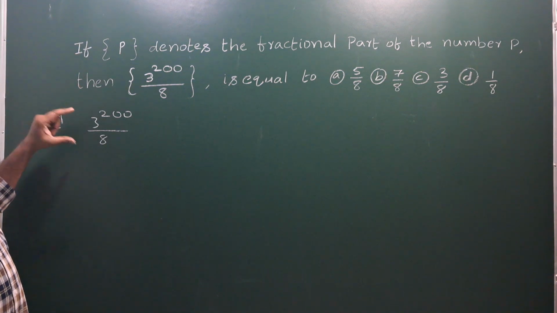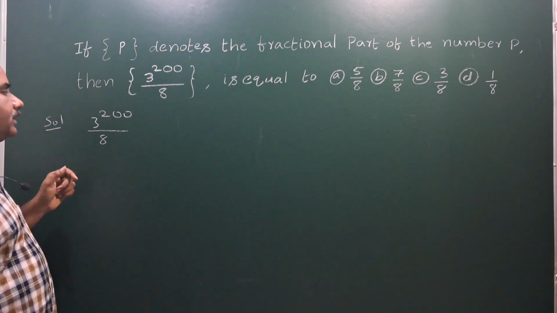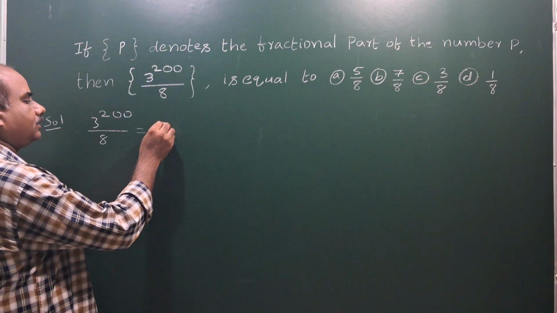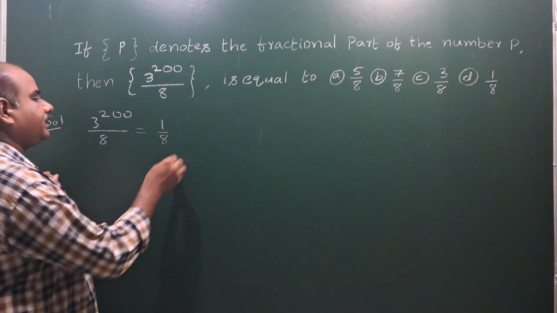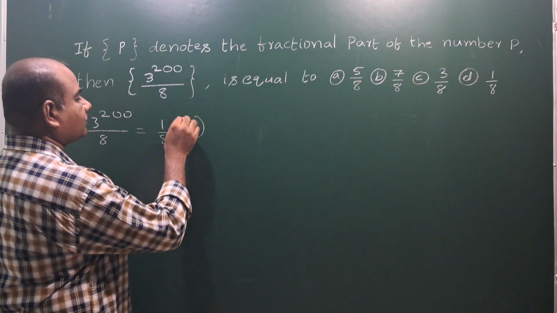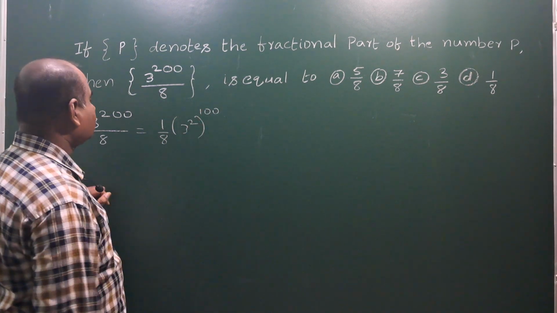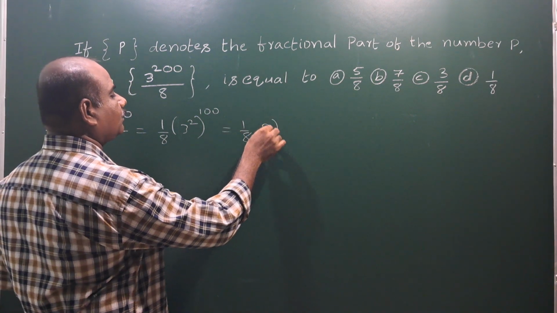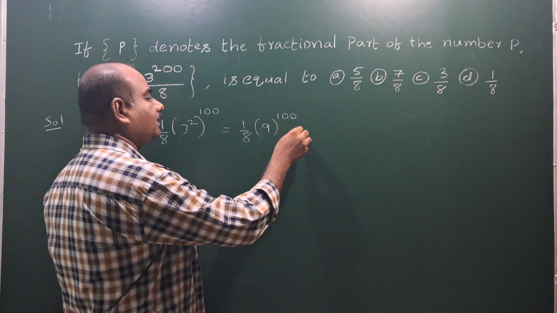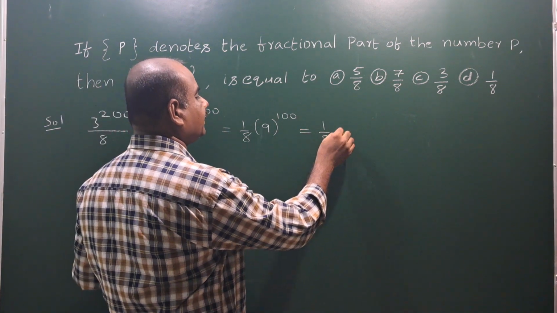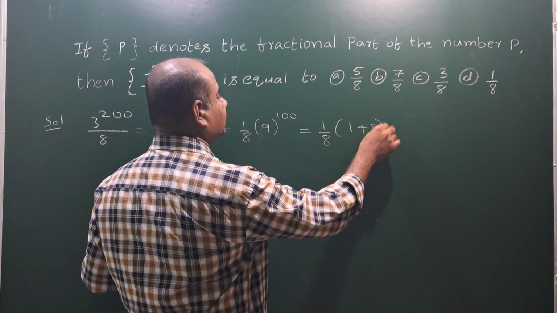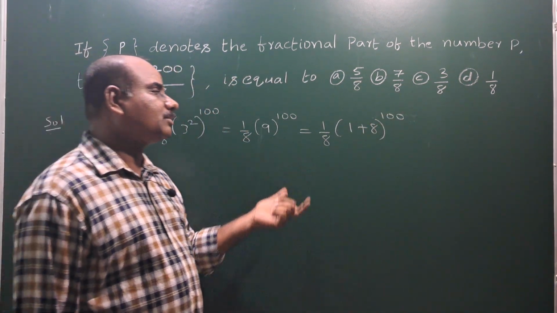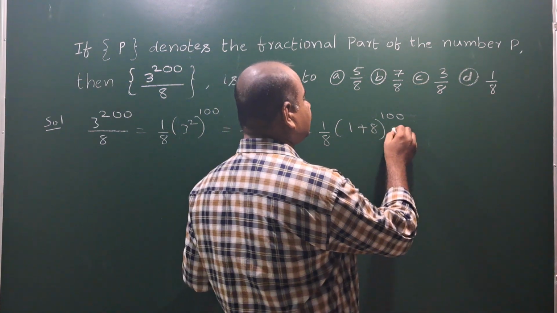Okay. So first of all, we take 3 power 200 by 8 separately, and we have to simplify like this: 3 power 200 can be written as 1 by 8 of 3 square whole power 100. This is equal to 9 power 100, which is equal to 1 by 8 of 1 plus 8 whole power 100. Okay. 9 power 100 can be written as 1 plus 8 whole power 100.